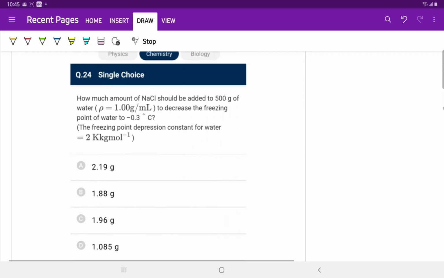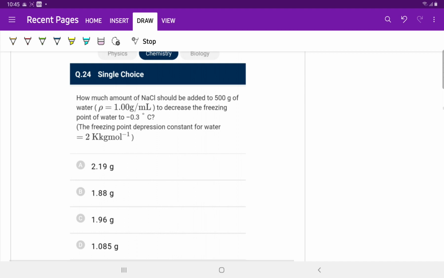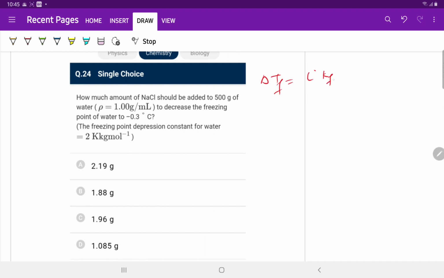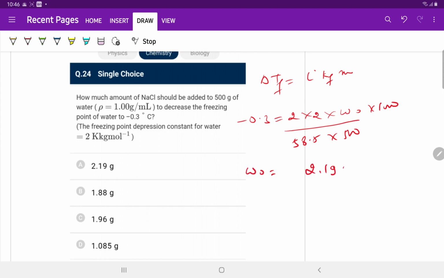For question number 24, how much amount of NaCl should be added to 500 gram of water to decrease the freezing point of water to minus 0.3 degrees Celsius? Kf is 2. The formula is delta Tf is equal to i Kf m. Delta Tf is 0.3, i is 2, Kf is also 2. The mass of solute we have to calculate. Molecular mass is 58.5, and the mass of solvent is 500 divided by 1000 kg. So W is equal to 2.19 gram. A is correct.